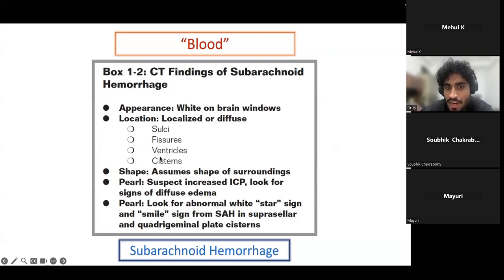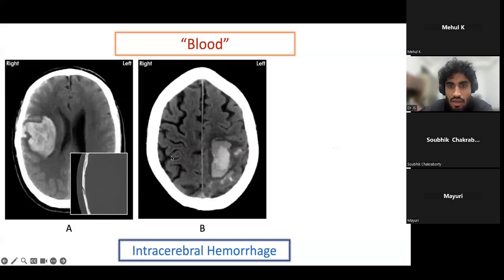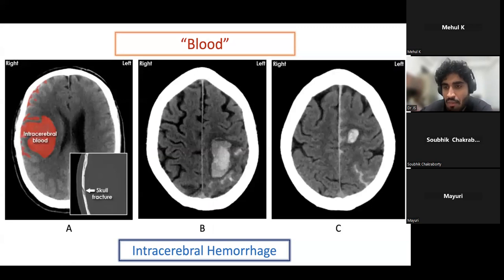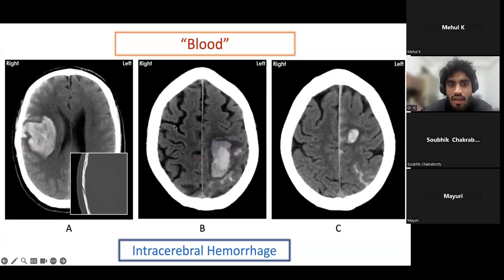So, sulci, fissures, ventricles, and cisterns. After that, blood can accumulate where? Extra axial is done. Then after that, we'll come to intraaxial. Intraaxial, because of a spontaneous bleeding in a hypertensive bleed, there can be what? Deep bleeds, usually at some internal location or deep nuclei, usually in the putamen or other basal ganglia regions.